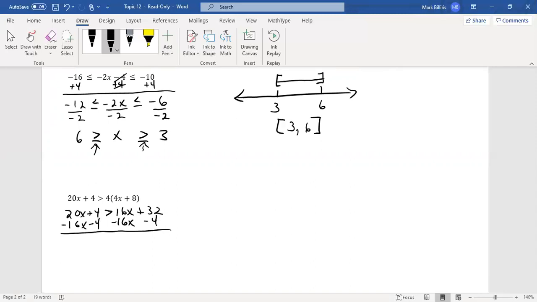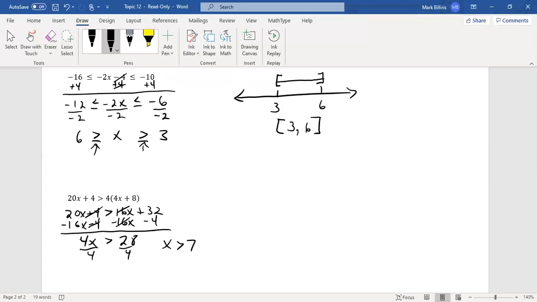So 20x minus 16x is 4x. The 4's reduce. And 32 minus 4 is 28. I'm going to divide both sides by 4. So x is greater than 7.